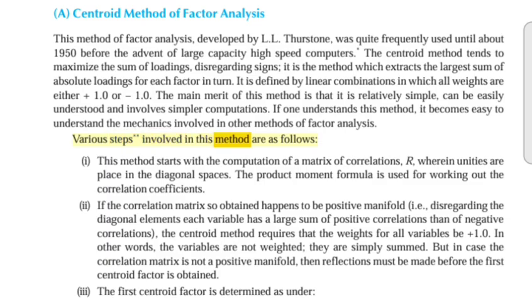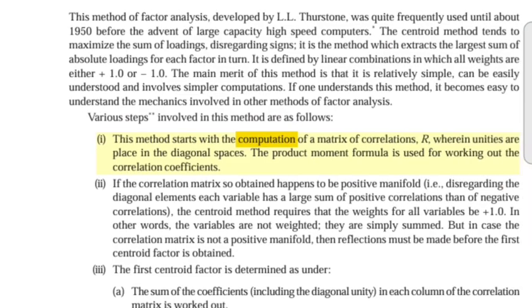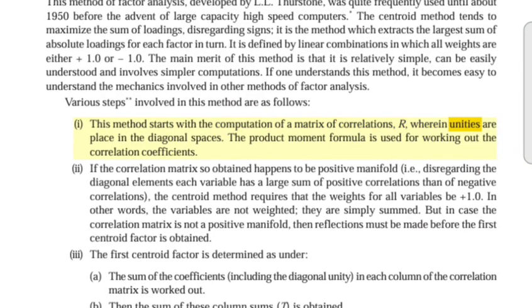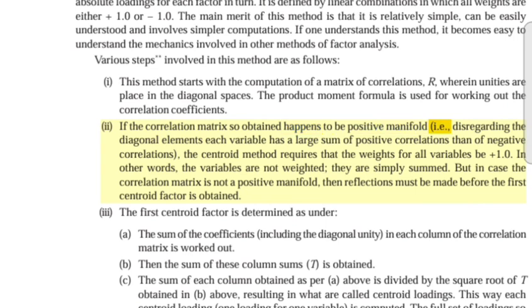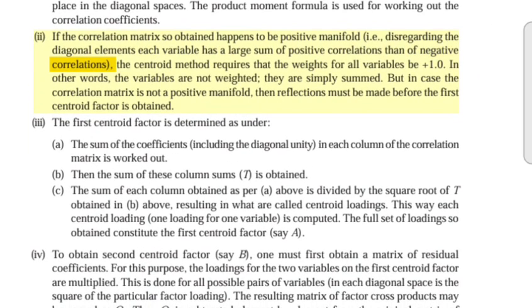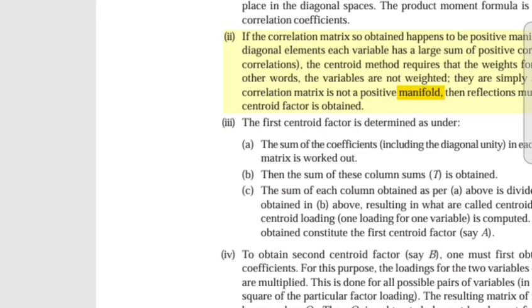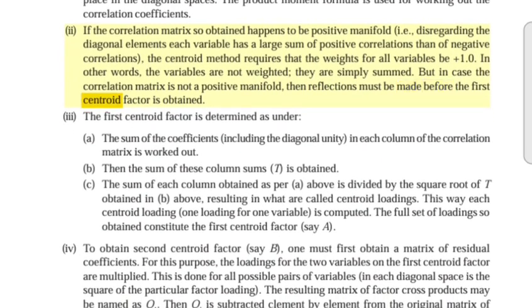Various steps involved in this method are as follows. This method starts with the computation of a matrix of correlations, R, wherein unities are placed in the diagonal spaces. The product moment formula is used for working out the correlation coefficients. If the correlation matrix so obtained happens to be a positive manifold, i.e., disregarding the diagonal elements, each variable has a larger sum of positive correlations than of negative correlations, the centroid method requires that the weights for all variables be plus 1.0. In other words, the variables are not weighted, they are simply summed. But in case the correlation matrix is not a positive manifold, then reflections must be made before the first centroid factor is obtained.